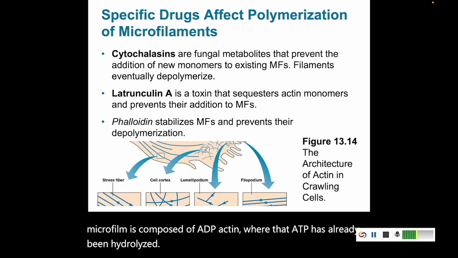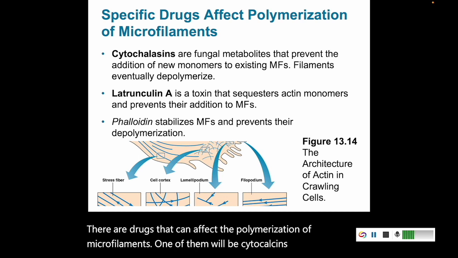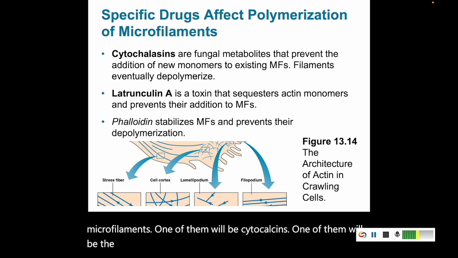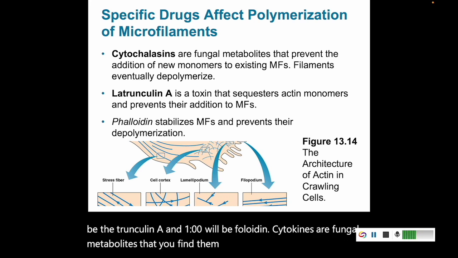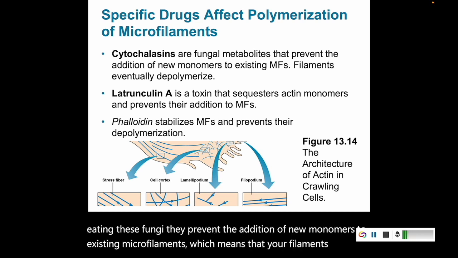There are drugs that can affect the polymerization of microfilaments. One of them will be cytochalasins, one of them will be latrunculin A, and one will be phalloidin. Cytochalasins are fungal metabolites, so you would be exposed to them by eating these fungi. They prevent the addition of new monomers to existing microfilaments, which means that your filaments will depolymerize.